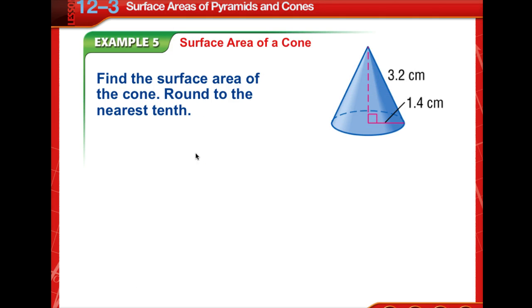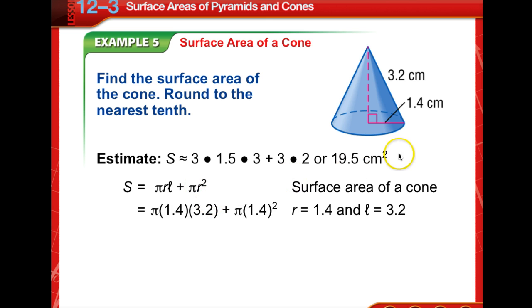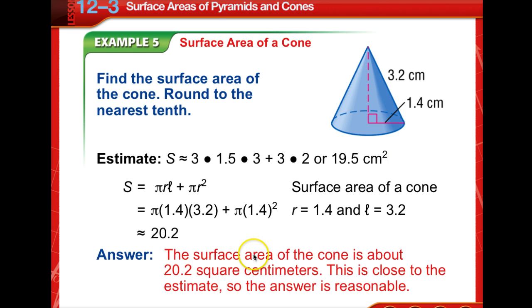Now we're finding the surface area of the cone, and we're to round it to the nearest tenth. Did a quick estimate. Now we've got the exact formula. The surface area is pi times radius times slant height plus pi times radius squared. The radius is 1.4, and the slant height we're given as 3.2. Substitute it in and use a calculator to approximate that it's 20.2 square meters or centimeters.